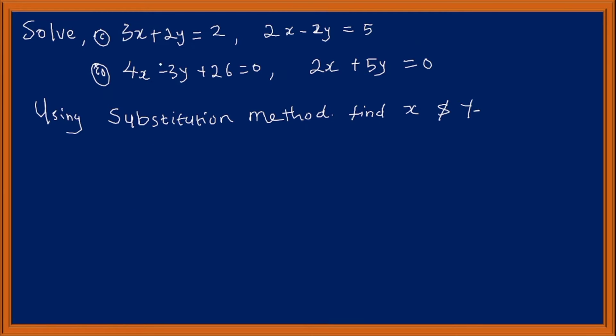We have 3x plus 2y is equal to 2, 2x minus 2y is equal to 5. We have another question that says 4x minus 3y plus 26 is equal to 0, 2x plus 5y is equal to 0. Using substitution method, find x and y. So let's jump into the solution proper.